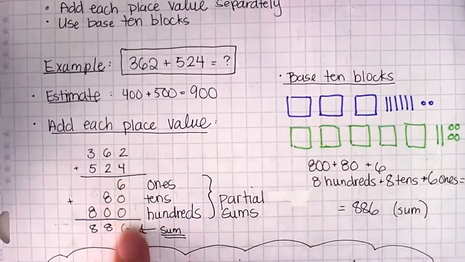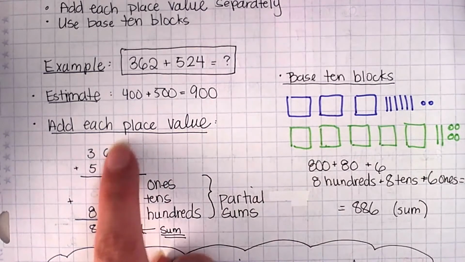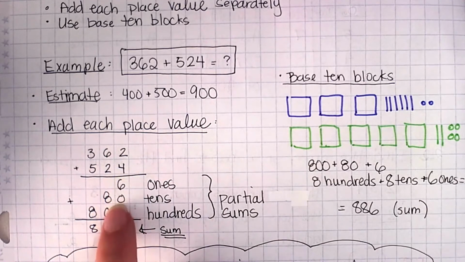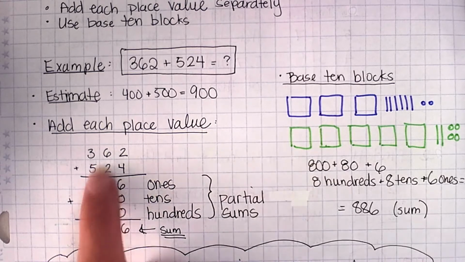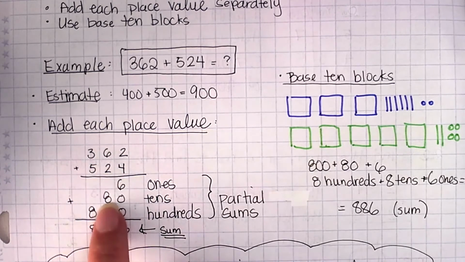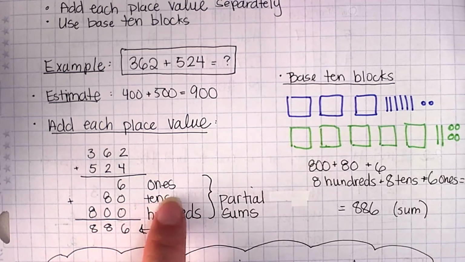So if I were to stack and do it using partial sums, the way they were doing it in the video, here I added the ones together and put them on the ones line. Then the tens line, 6 tens plus 2 tens gave me 8 tens, which is 80. So I put that on the next line.